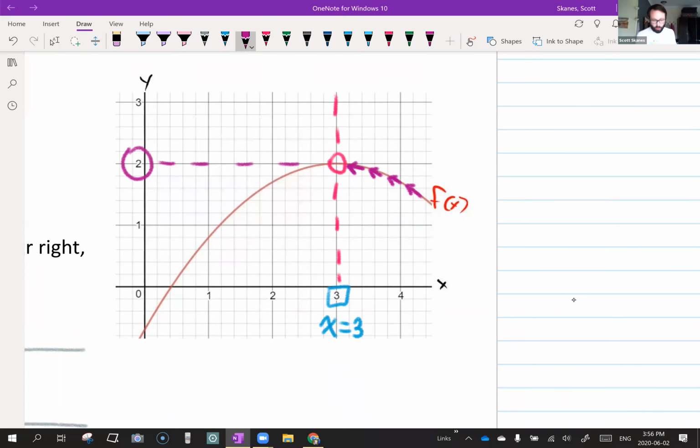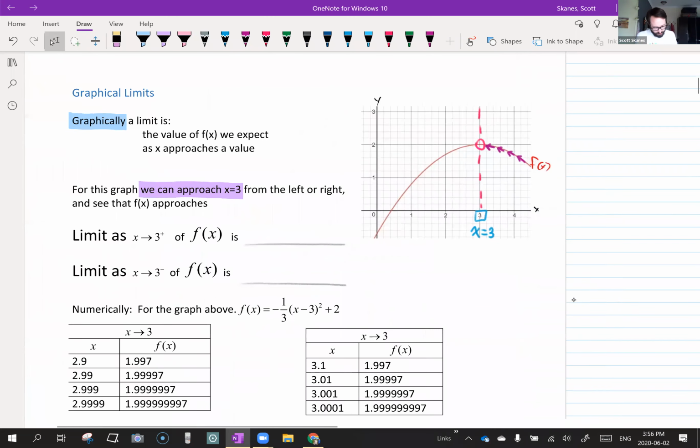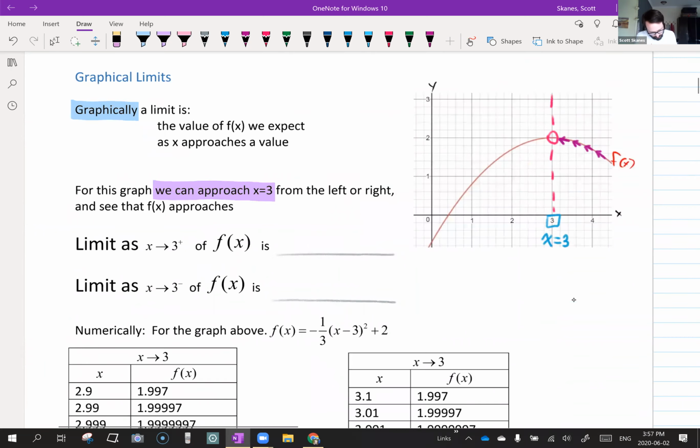We can see that the y value it's trying to get to is 2. We're not talking about the x value. We're saying as our function creeps closer and closer, it's heading to 2. So in math terms, we call this the limit as x approaches 3 from the right. Let me be very clear here. This little tiny plus means from the right.